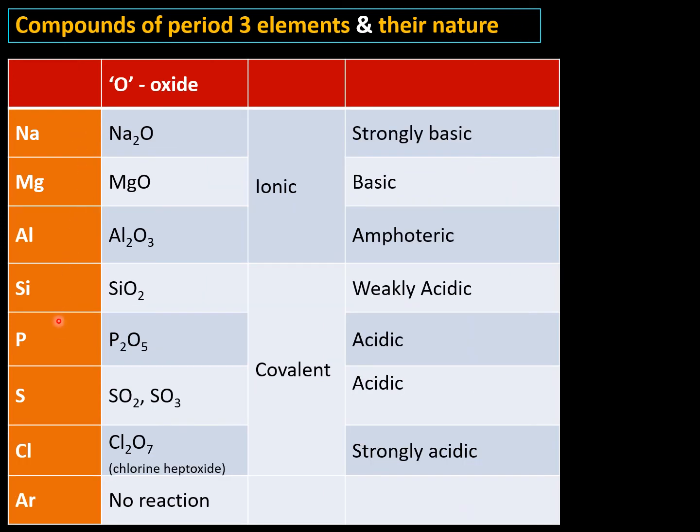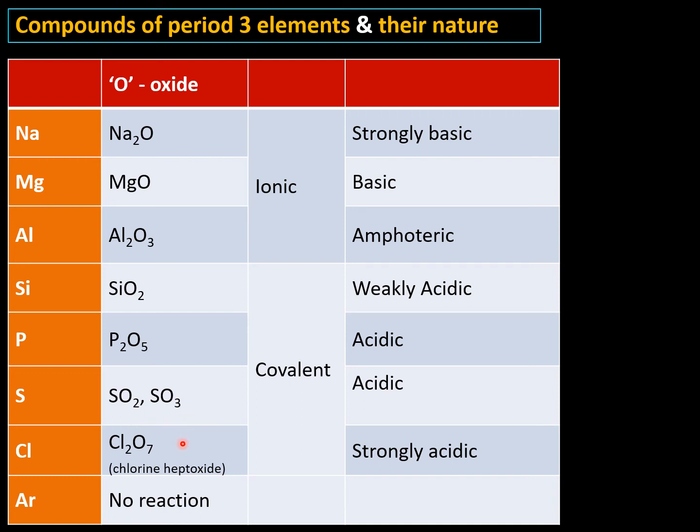Period 3 elements with oxygen forms oxide. Sodium and oxygen forms sodium oxide. Magnesium and oxygen, magnesium oxide. Aluminium and oxygen, aluminium oxide. Silicon and oxygen, silicon dioxide. Phosphorus and oxygen, phosphorus pentoxide. Sulfur and oxygen forms two compounds, sulfur dioxide and sulfur trioxide.